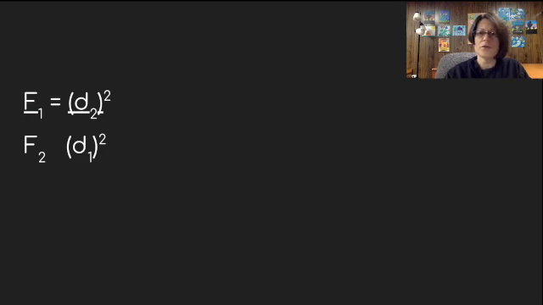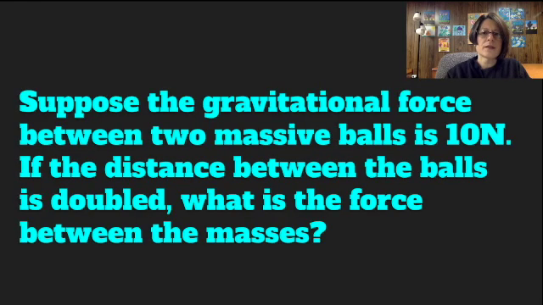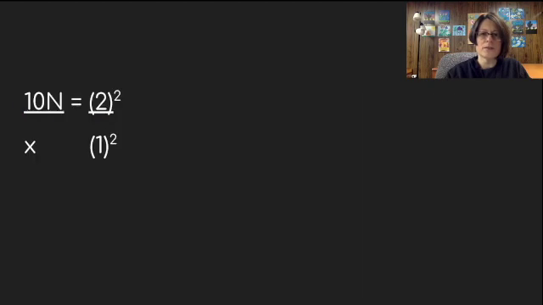Again, we're going to use the same ratio as before, and remember the inverse relationship. We're going to look at the numbers again. Our F1 is 10 newtons, and this time the second distance is doubled. So when we plug that into our equation, we have 10 newtons for F1. We assign x to F2. The second distance is doubled, so we say that is 2 squared, and the first distance we assign the value of 1, so it is 1 squared. When we square those numbers, we have 4 and 1.